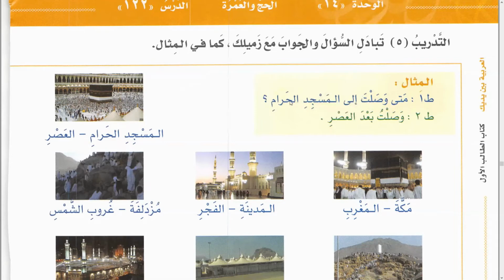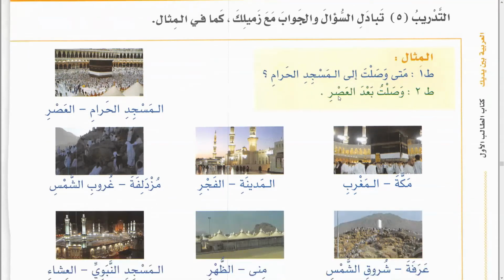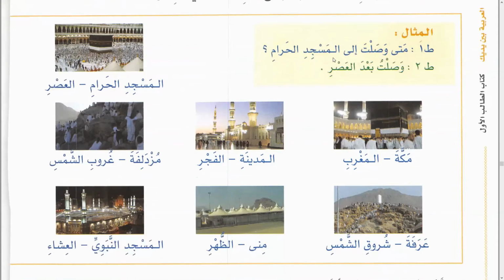Mata wasalta ila al-Masjid al-Haram? When did you arrive at the Masjid al-Haram? Wasaltu ba'd al-Asri. I came after Asr prayer. So we should say, when did you reach? Wasala is to reach. Wasala yasilu. Mata wasalta ila Makkata? When did you reach Makkah? Wasaltu ba'd al-Maghribi. I reached after Maghrib. Mata wasalta ila al-Madina? Wasaltu ba'd al-Fajri.